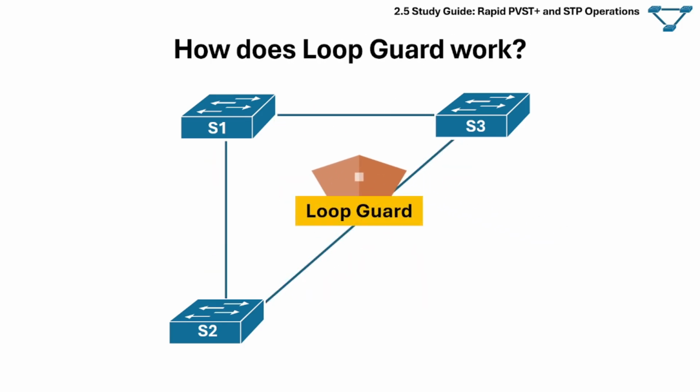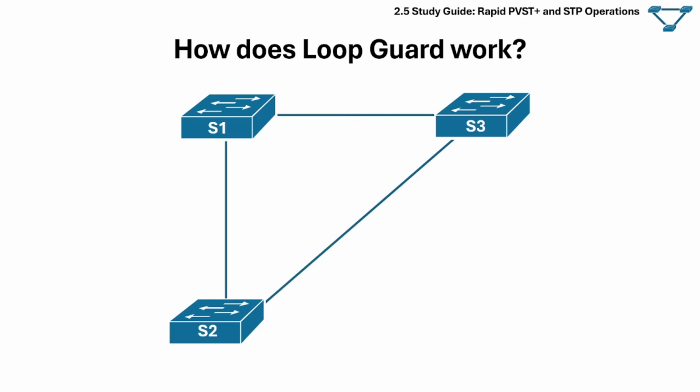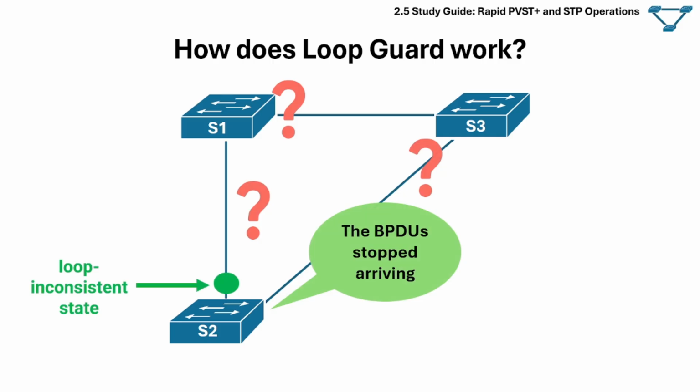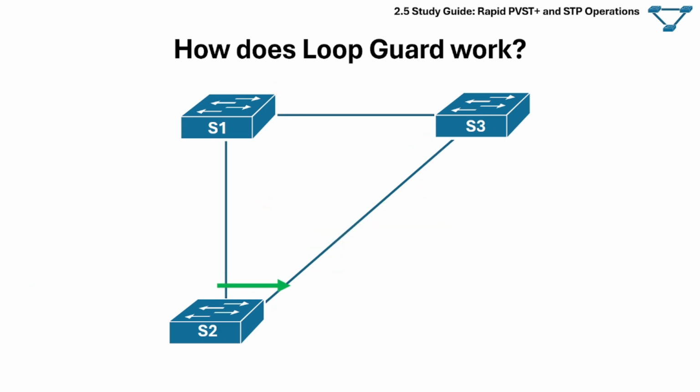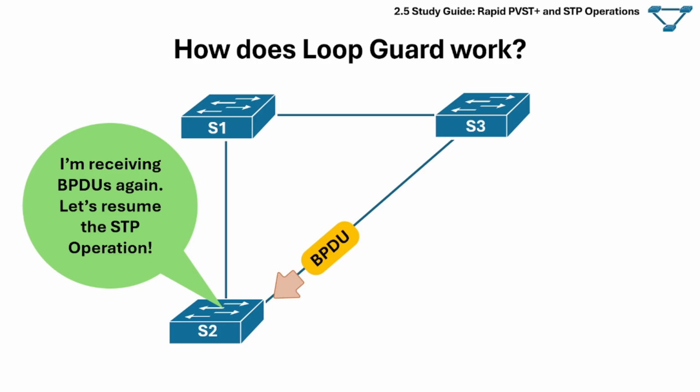How does a LoopGuard work? As long as BPDUs are being received, the port operates normally. But if BPDUs stop arriving, LoopGuard puts the port into a loop inconsistent state. This loop inconsistent state effectively blocks the port, preventing it from forwarding the traffic and thus avoiding a loop. When enabled on a port, it doesn't allow it to become a designated port when it suddenly stops receiving superior BPDUs. When the port starts receiving BPDUs again, it will automatically recover and resume normal STP operation.